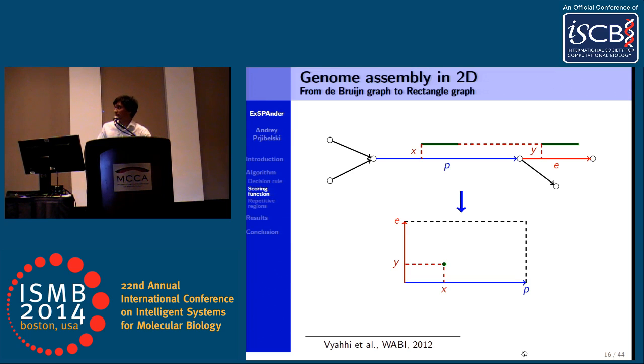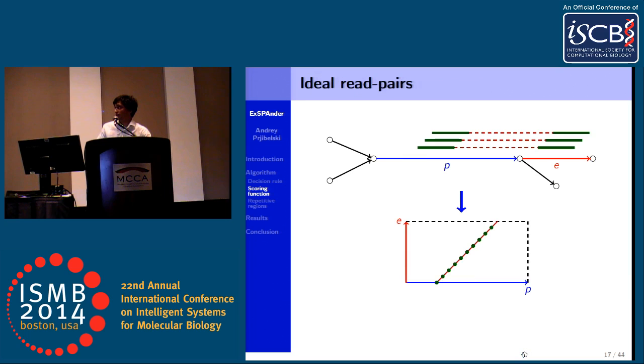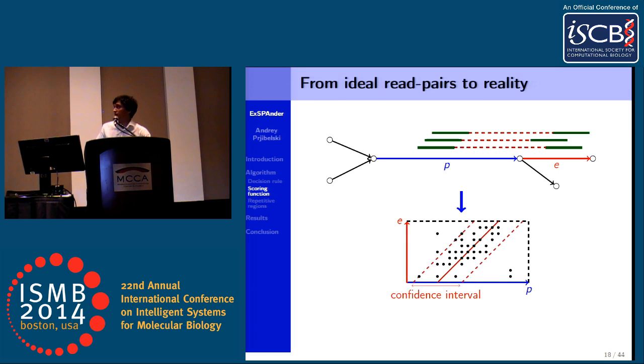Pretty simple. Okay, if we have a set of ideal read pairs with exact insert size, they would form a 45-degree line in this rectangle. But as I mentioned, read pairs have variations. So points corresponding to real read pairs are usually scattered within the rectangle. And since we're interested only in trusted read pairs, we're going to use points only within the confidence strip.